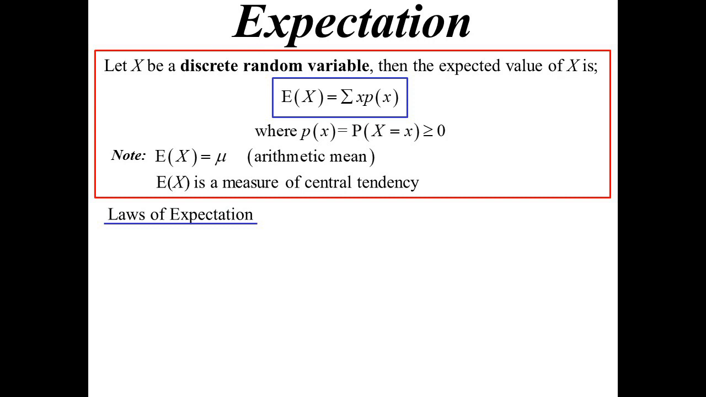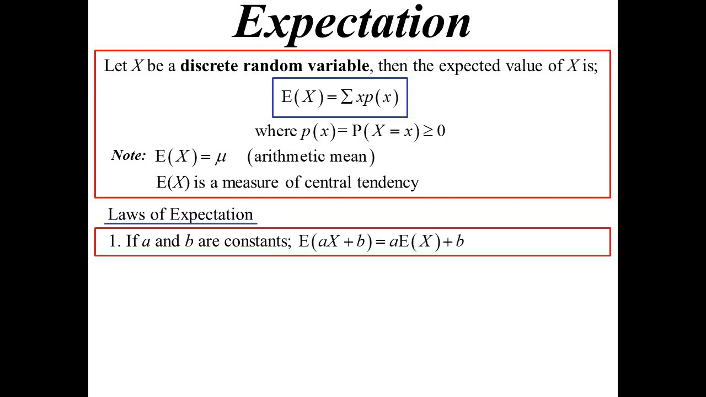So some rules that allow us to play around with expected values. Well, if a and b are constants and we have the expectation of, well, I guess you could call it a linear function, ax plus b, then I could factorize out the constant and I get a times the expectation of x plus the expectation of b. Well, b is a constant, so the expectation of b would be b.